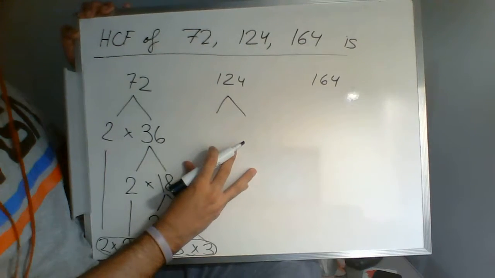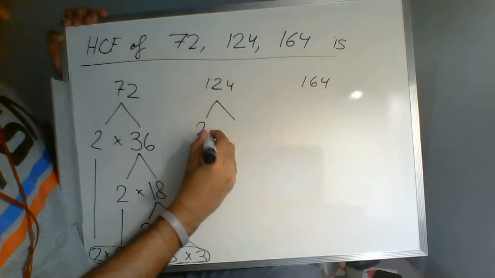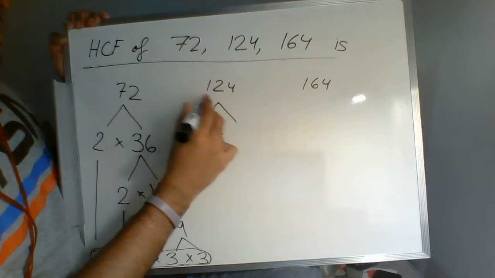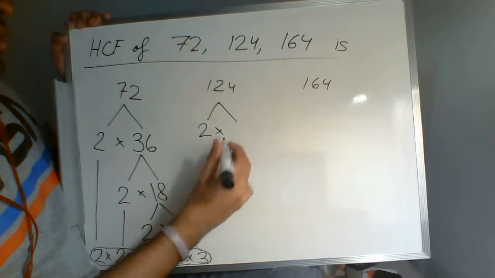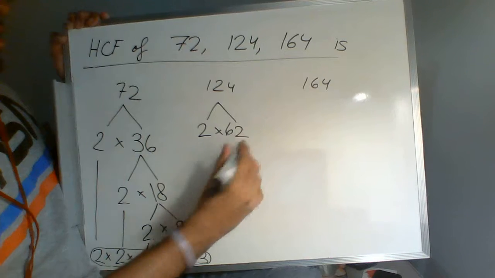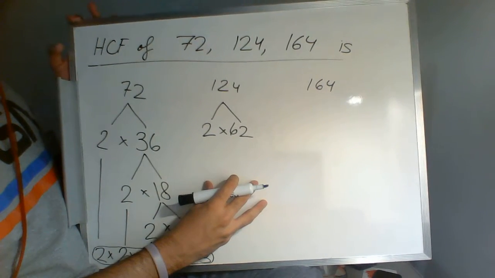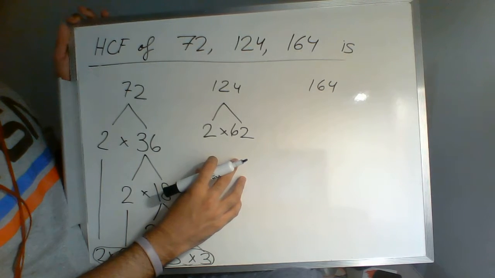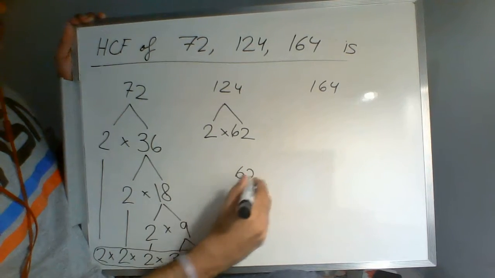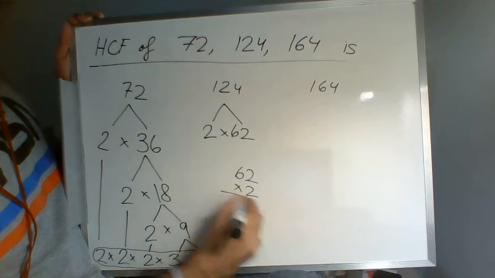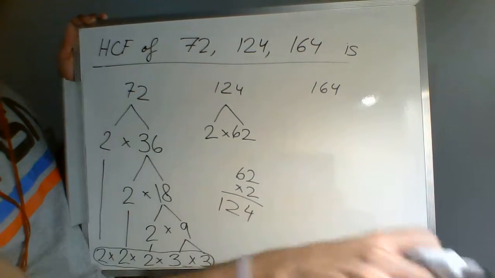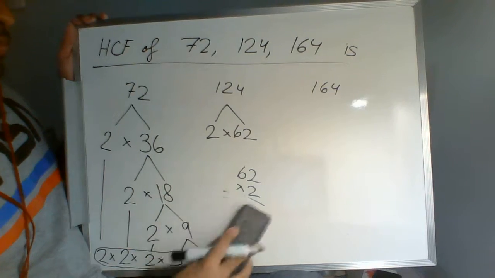Now for 124, that's even, so we can put a 2 here. And that's going to be 2 times. And so if we wanted to do long division, we could. This should give us 62, I believe, if I've done this right. 2 times 62, yes, that should work. And you can always double check if you're not sure. Just do the multiplication and check. 2 times 2 is 4, 2 times 6 is 12, that's 124, and we're good.